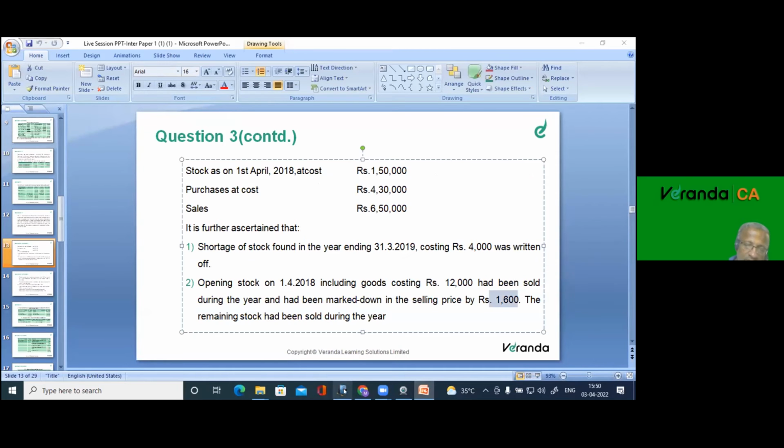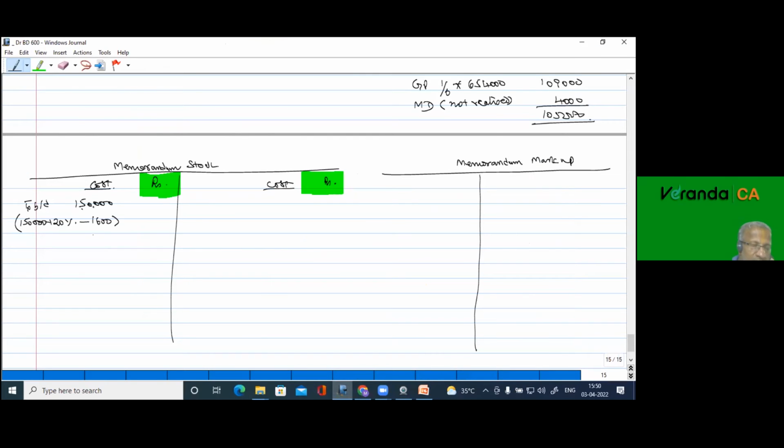1,600. Take the calculator. 1,50,000 into 1.2 minus 1,600. It is 178,400 by balance brought down minus 1,50,000. 28,400. Correct. Then purchases.